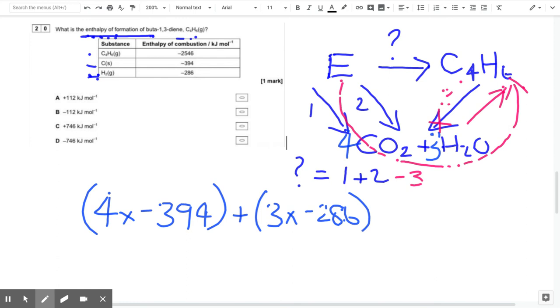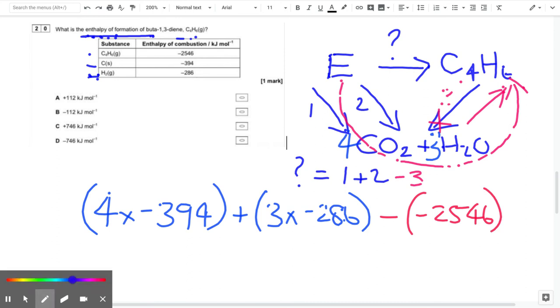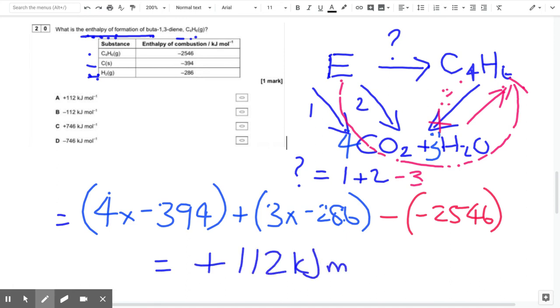And then, remember, this is the final part. In this part, we're going to subtract arrow number 3. Arrow number 3 is a minus number, so we're going to end up with a minus of a minus at some point, but that's minus 2,546. Okay, so once you've got all that data, number crunch it away, and ultimately it comes out as plus 112 kilojoules per mole.